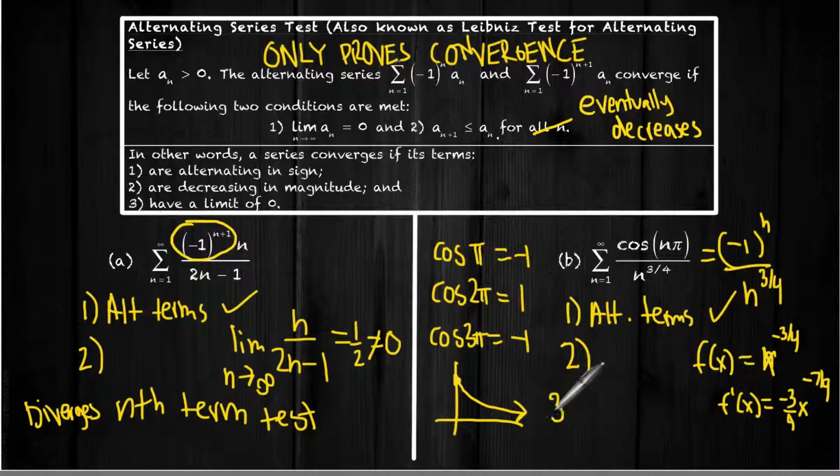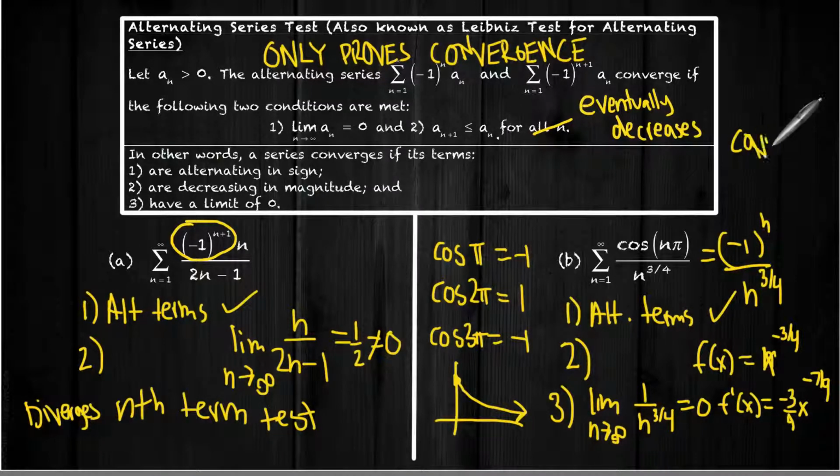So the third thing you have to show is that the limit goes to 0. So the limit of 1 over n to the 3/4 as n approaches infinity is simply going to be 0. So we have proven all three of these. That means that this function converges by the alternating series test. And that's all there is to the alternating series test.